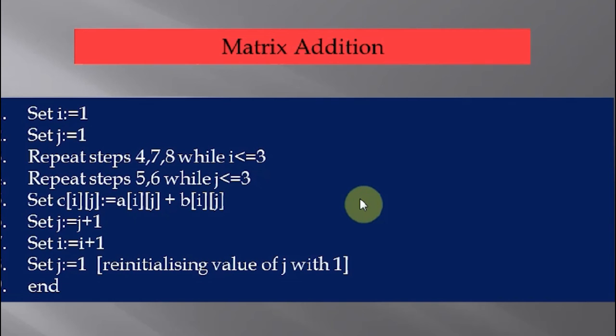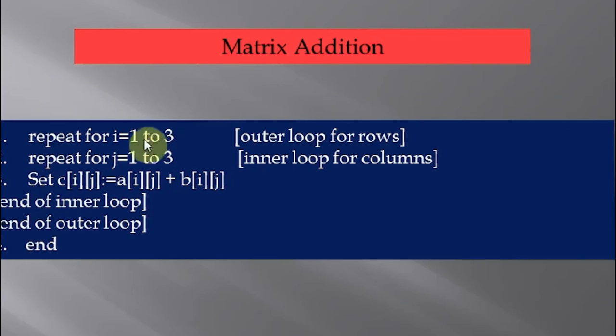Let me show you the same algorithm, but this time using repeat for loop. As you can see, it is quite easy to write the algorithm of matrix addition, or for that matter any algorithm that involves nested loops, using repeat for rather than repeat while. So repeat for i = 1 to 3, repeat for j = 1 to 3, and set C[i][j] := A[i][j] + B[i][j]. It's very simple, because you know that incrementation by 1 automatically takes place. So this is the end of the inner loop, this is the end of the outer loop. This is the algorithm that involves matrix addition.